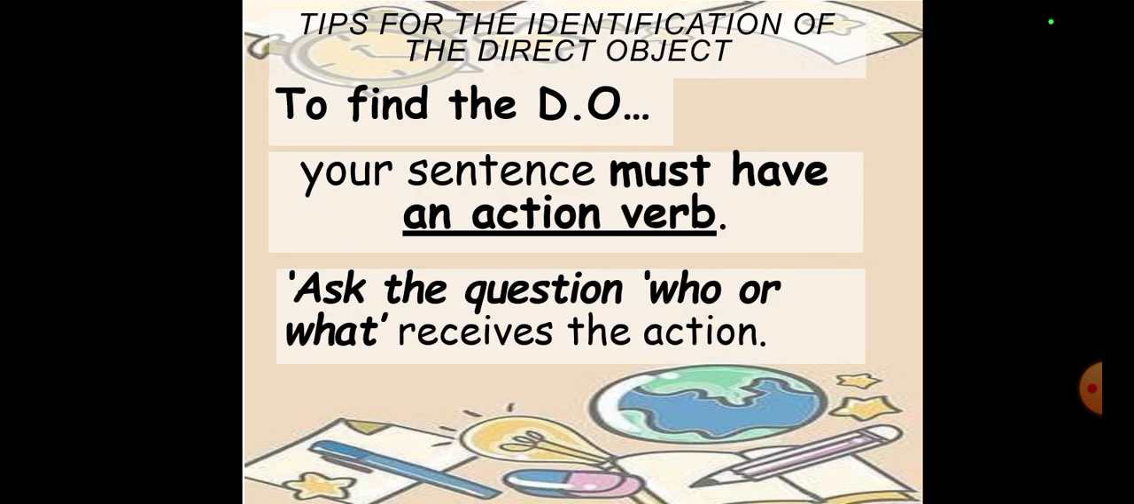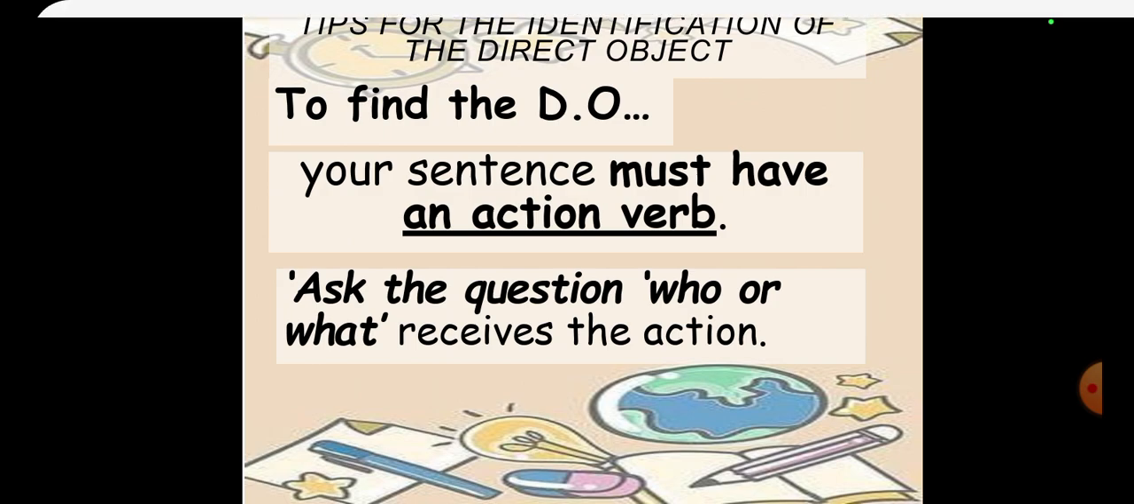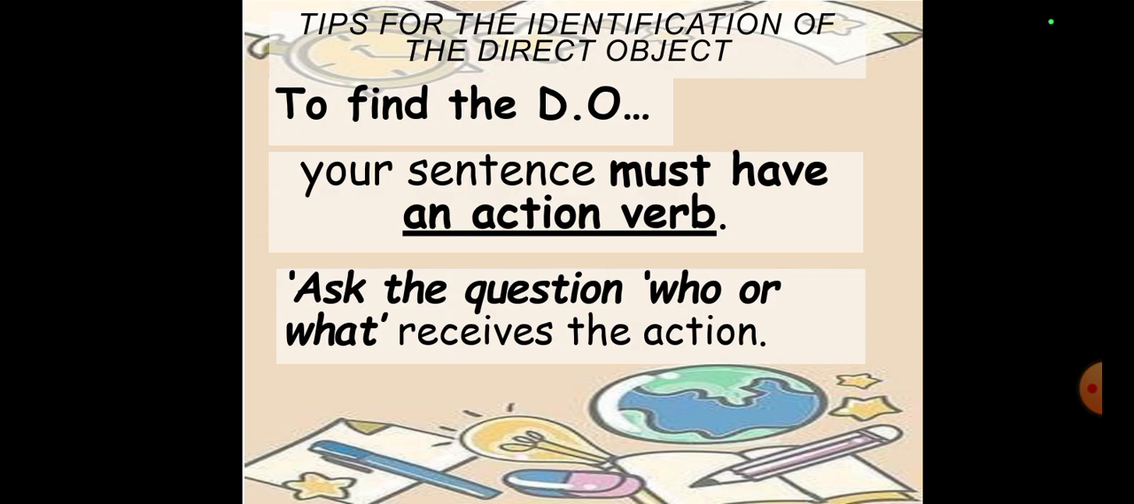Tips for identifying a direct object. If you have to find a direct object, your sentence must have an action verb. Then you ask the question who or what received the action. Most important is that your sentence must have an action verb. For example: Sarah is cooking pancakes. Pancakes is the direct object. Why? Because what is Sarah cooking? Pancakes.